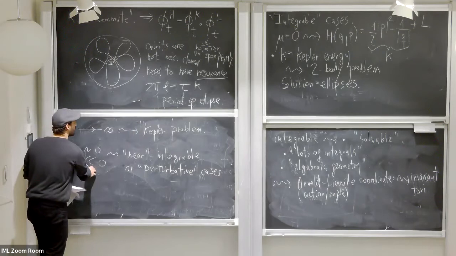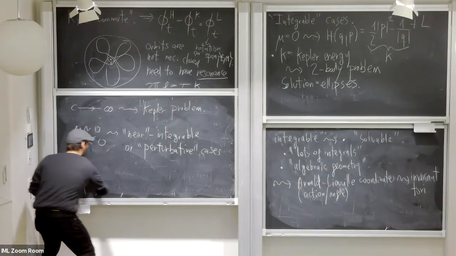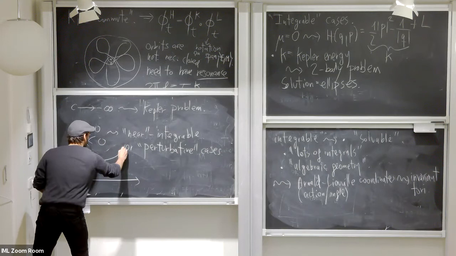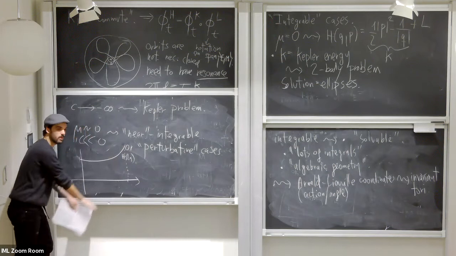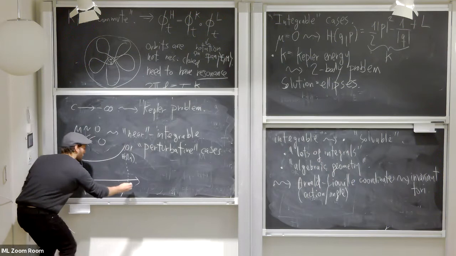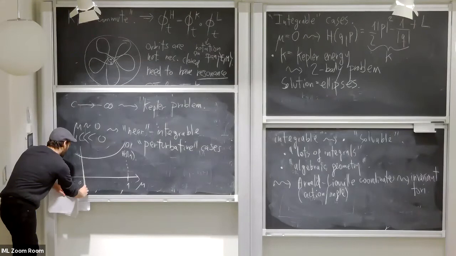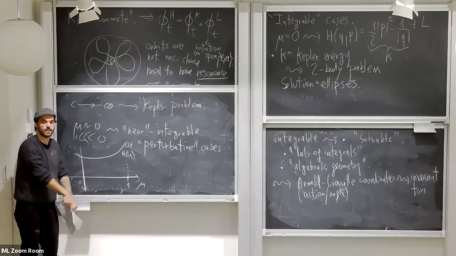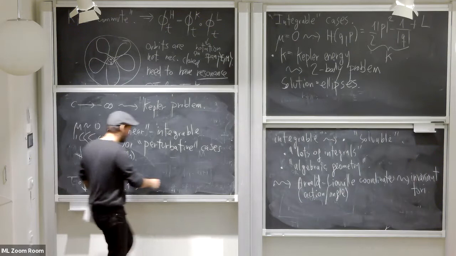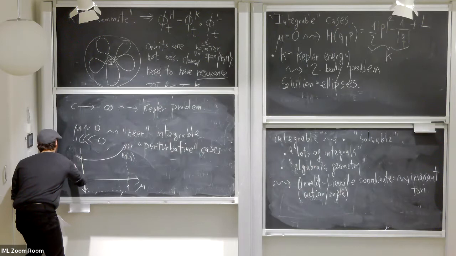Okay, so in the picture that I drew before, this is H of L1. Everything below is subcritical, so it's low energy. This is mu equals one, and mu equals zero. Here I have the subcritical rotating Kepler problem. And as I move down, I see the Kepler problem at the limit. This is the rotating Kepler problem. And here, at minus infinity, I have the Kepler problem.